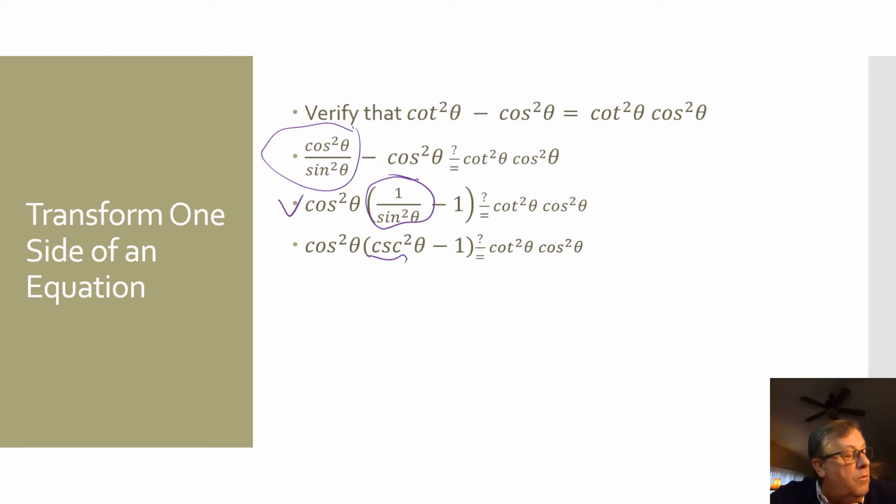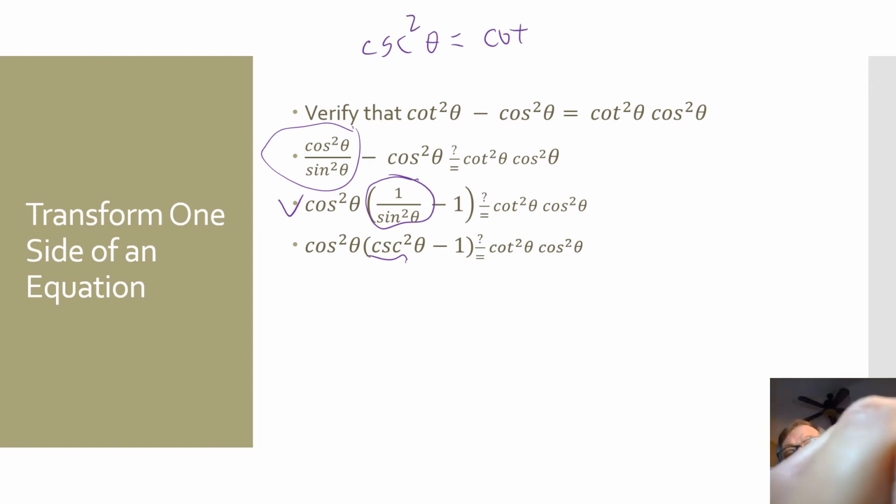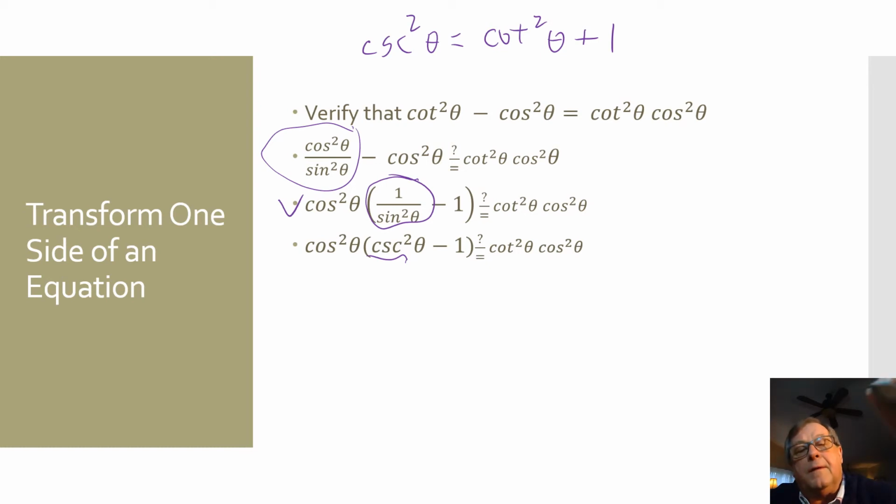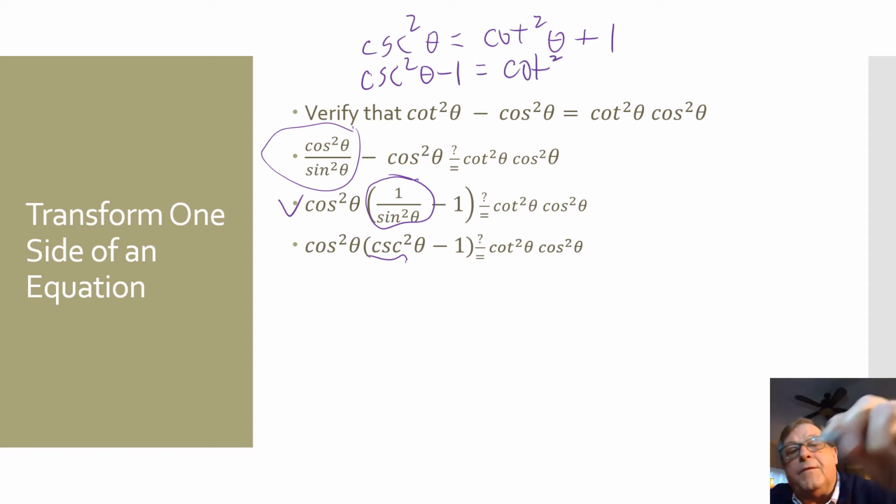What can we do? Well, we've got a Pythagorean identity that says this, that we'll write up top, that the cosecant squared of theta equals the cotangent squared of theta plus 1. That's a Pythagorean identity. Well, I could move that 1 over to the other side, and then that would leave me with the cosecant squared of theta minus 1 equals the cotangent squared of theta.